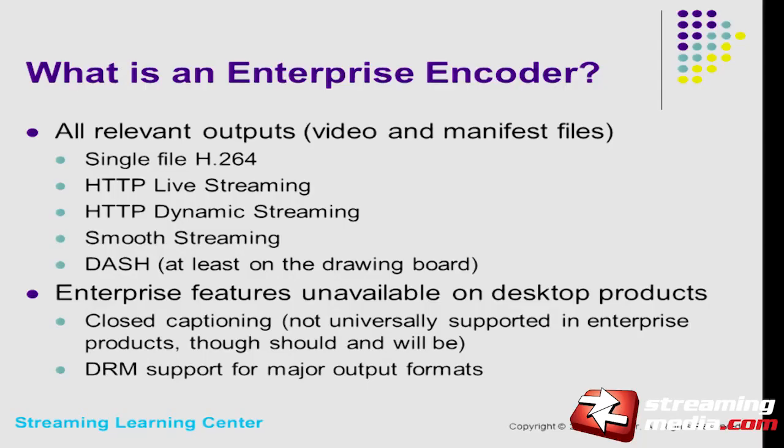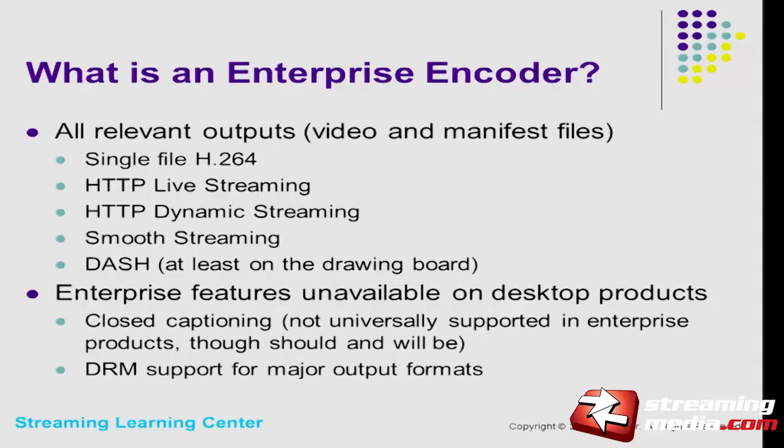You would expect at this point that an enterprise encoder will give you all relevant output formats, and that includes single file H.264 in whatever container format you need, whether it's MP4 or F4V or M4V. Support for both video and manifest files: output support for HTTP Live Streaming, HTTP Dynamic Streaming or HDS from Adobe, and Smooth Streaming from Microsoft. And all of the enterprise encoders that you're going to be looking at today should at least have a plan for what they're going to do for DASH. Some support DASH already.